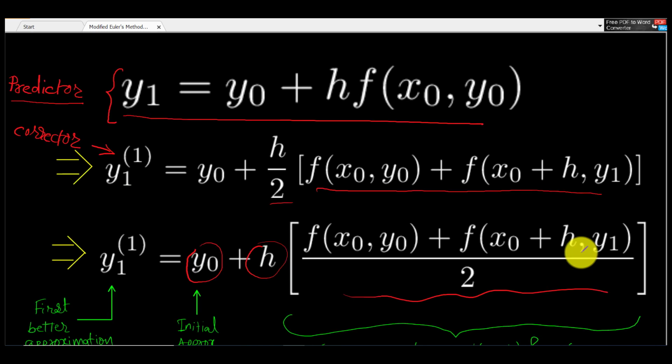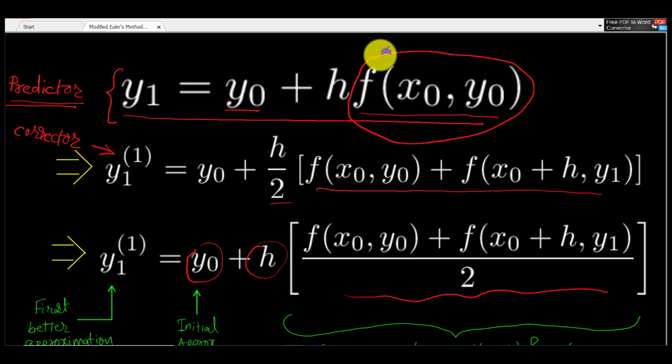Let's see this first expression. This is nothing but the normal Euler's method formula, which is known as the predictor formula. The predictor formula will give you y1, which is equal to y0 plus h times f evaluated at x0, y0. Here only one slope occurs in Euler's formula, whereas in the case of modified Euler's method, what are we going to do now? We are doing better and better approximations for y1 at first.